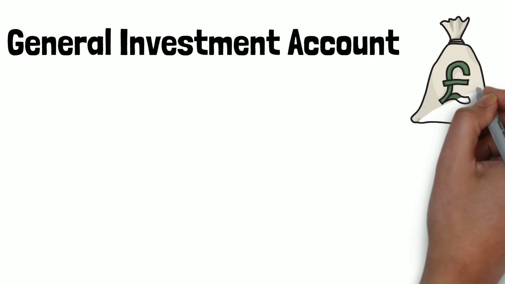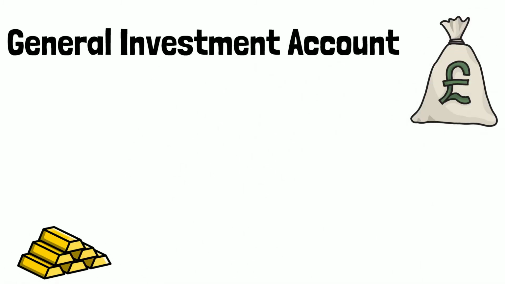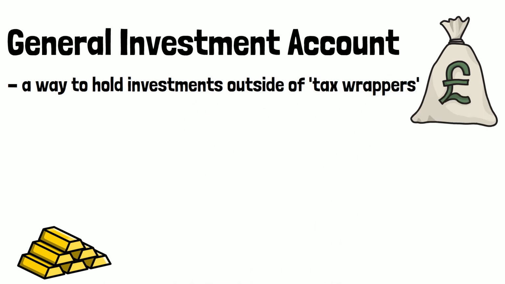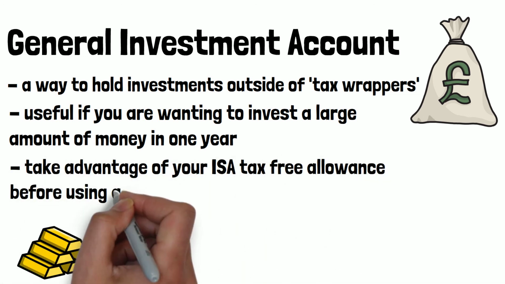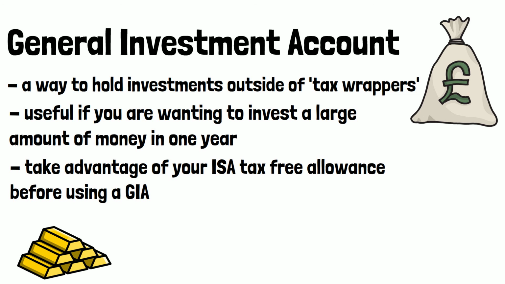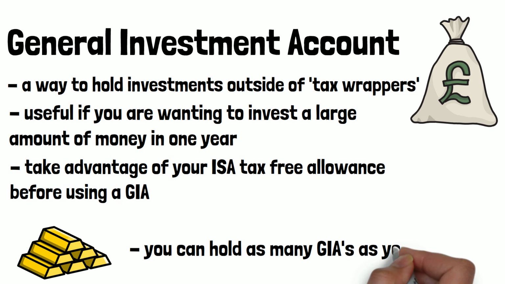A general investment account. This is a way to hold investments outside of so-called tax wrappers. A general investment account is especially useful if you are wanting to invest a large amount of money in 1 year, though it is wise to take advantage of your ISA allowance before using a general investment account. You are able to hold and pay into as many general investment accounts as you want.